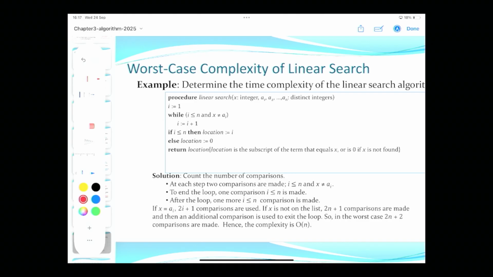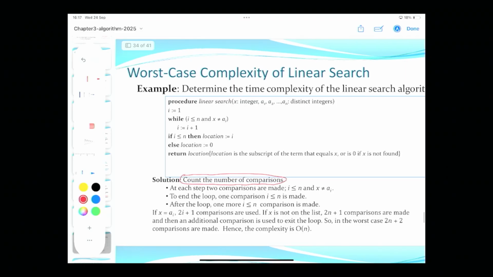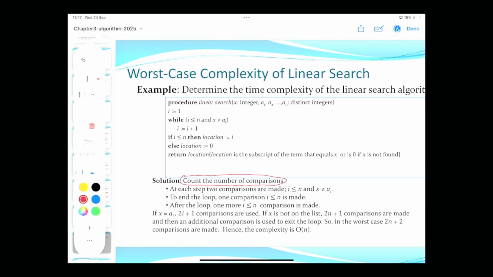This one is pseudocode. Considering the number of comparisons again, that's the main operation in this algorithm. Where do we have the comparison? i less than or equal to n, and x not equal to a_i. So we have two comparisons here in the while loop. How many times do we repeat the loop? When i is equal to 1, 2, 3, 4, 5, up to n, so that would be n loops to repeat.